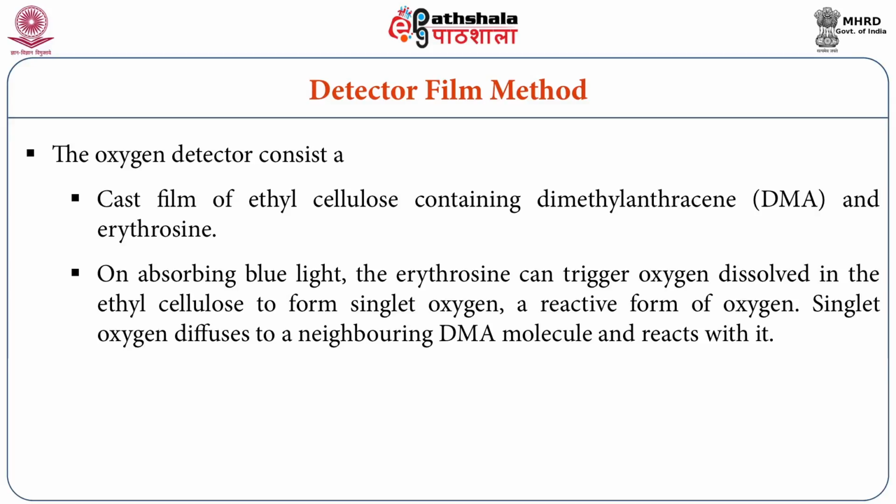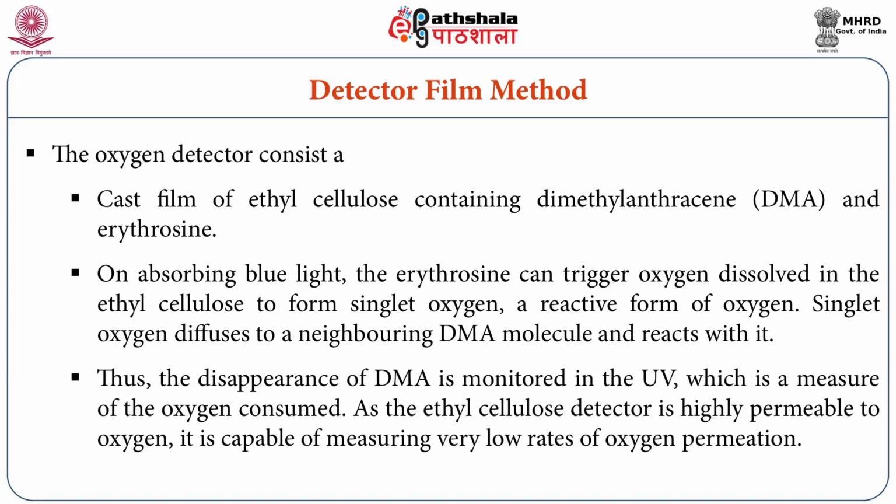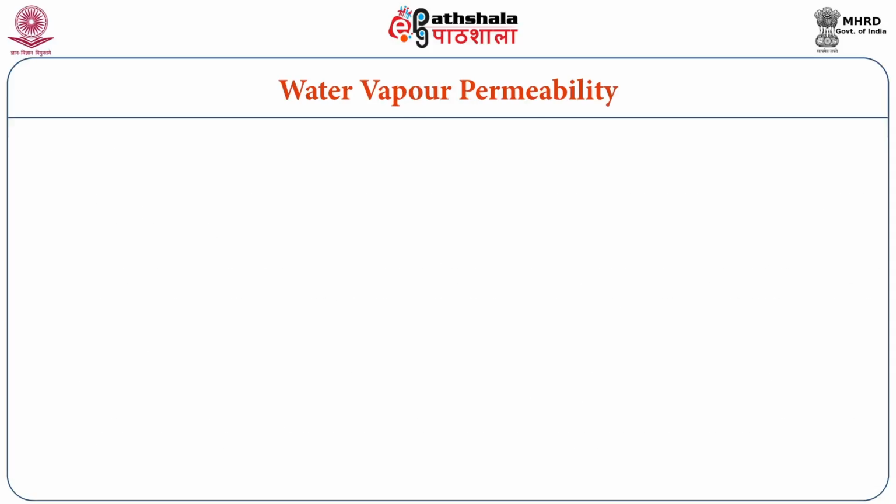Singlet oxygen diffuses to a neighboring DMA molecule and reacts with it. Thus, the disappearance of DMA is monitored in the UV, which is a measure of oxygen consumed. As the ethyl cellulose detector is highly permeable to oxygen, it is capable of measuring very low rates of oxygen permeation. Now, we will discuss water vapor permeability.